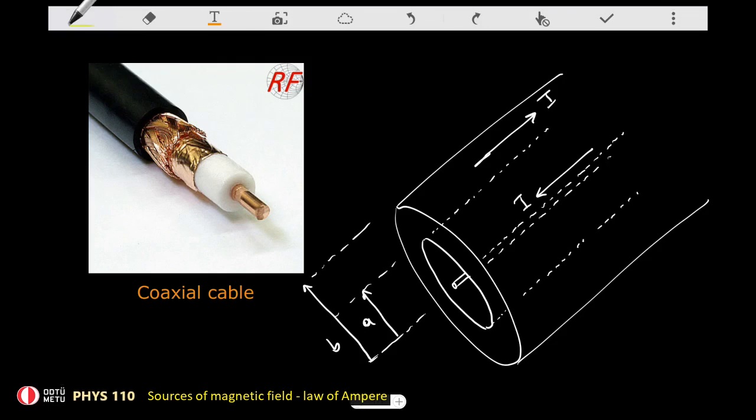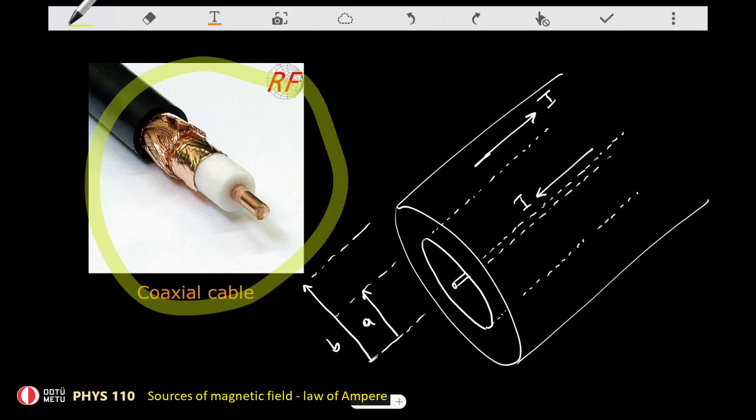As the last application of Ampere's law to problems with cylindrical symmetry, I'm going to solve the coaxial cable problem. So this picture shows a coaxial cable. These kinds of cables are used frequently for sending radio frequency signals. In the old times, of course, the communication between computers was actually mostly carried out with these kinds of cables.